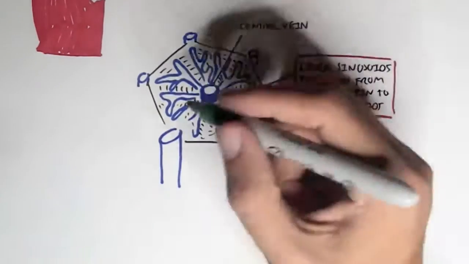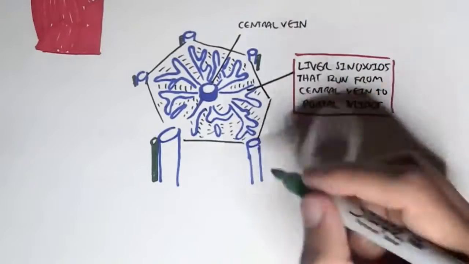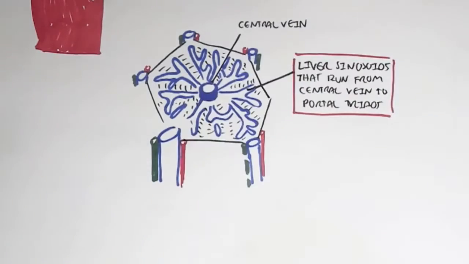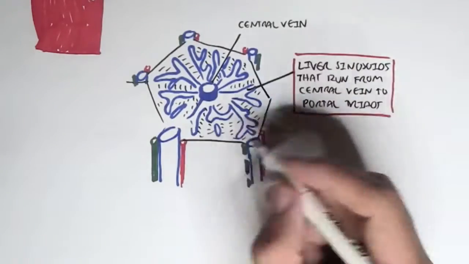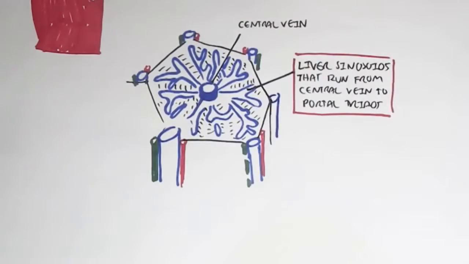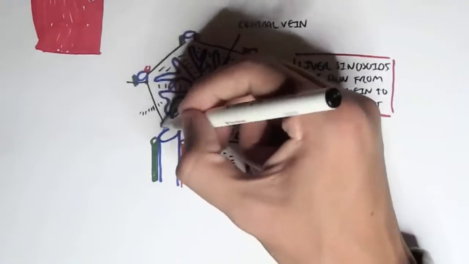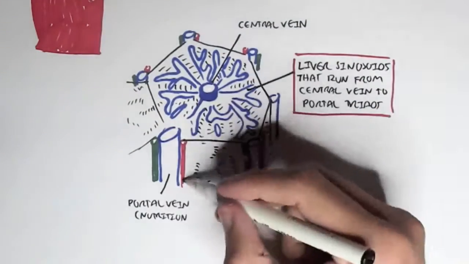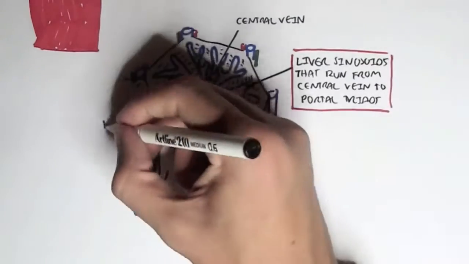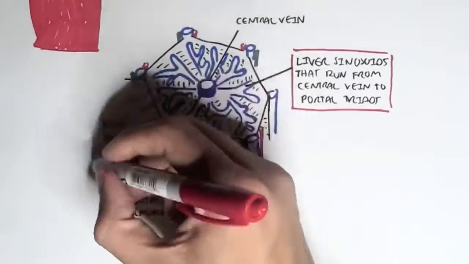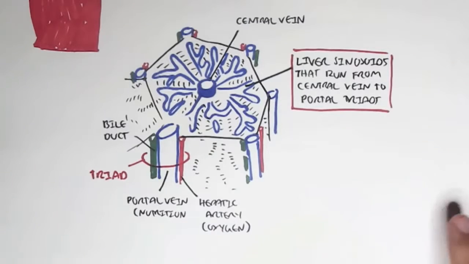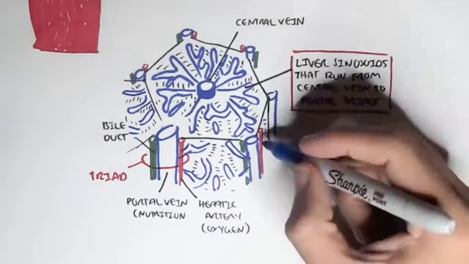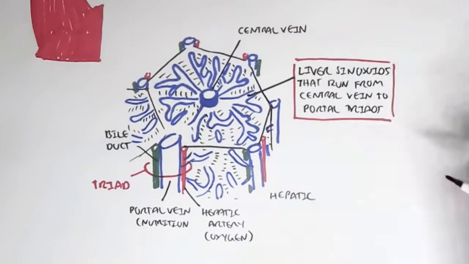What are the portal triads? Well, the portal triads consist of three things: the portal vein, the bile duct, and the hepatic artery. And so all these veins connect with each other, and all these three connect with the central vein. And this is how the liver receives its oxygen, receives its nutrients, and how it sends out bile from the liver into the bile duct. So again, this is known as the triad. Hope this all makes sense.